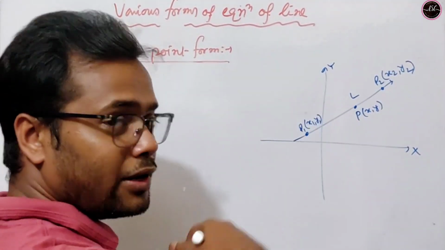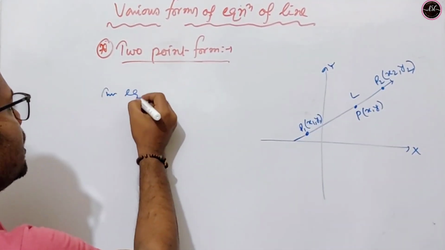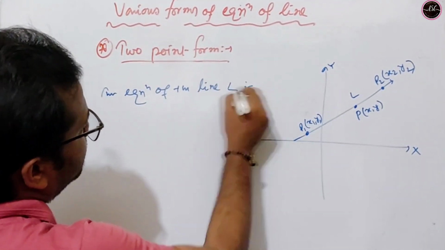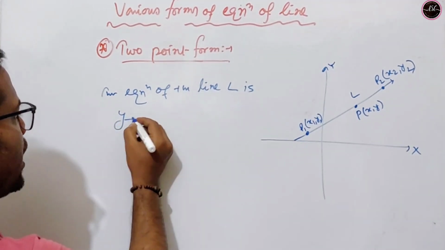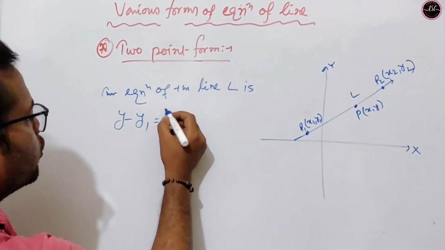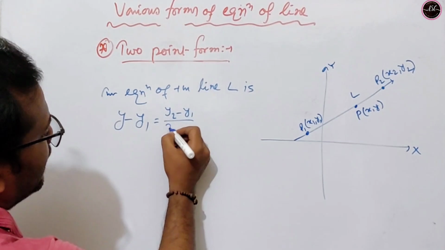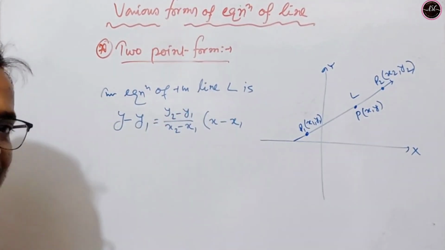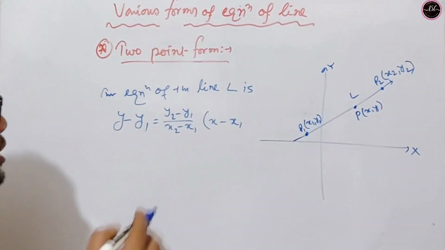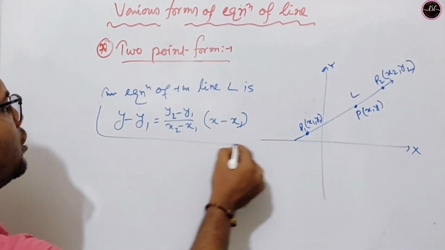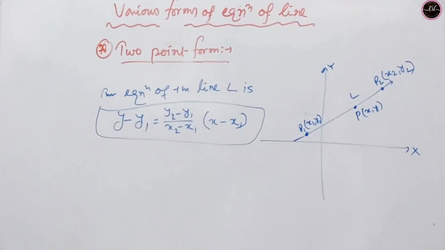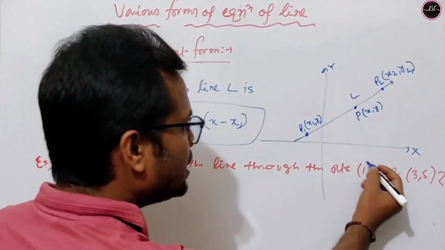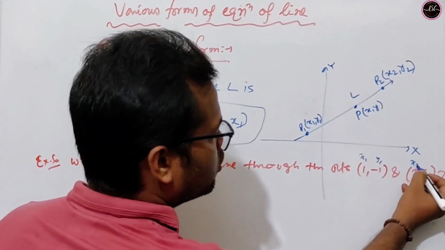Then the equation of the line L is y minus y1 equal to y2 minus y1 divided by x2 minus x1 into x minus x1. This is the formula of slope we previously knew. So this formula should be remembered. Now look at this question: write the equation of the line through the points 1, -1 and 3, 5. So this is x1, this is y1 and this is x2, this is y2.